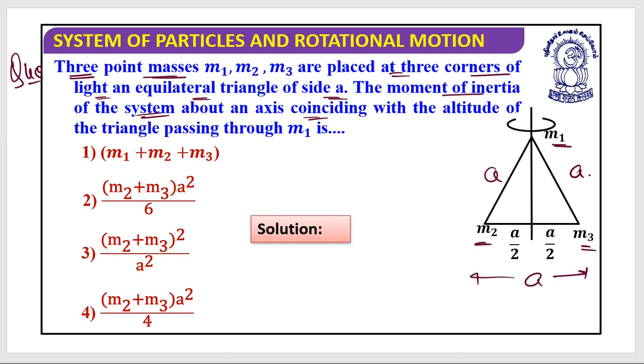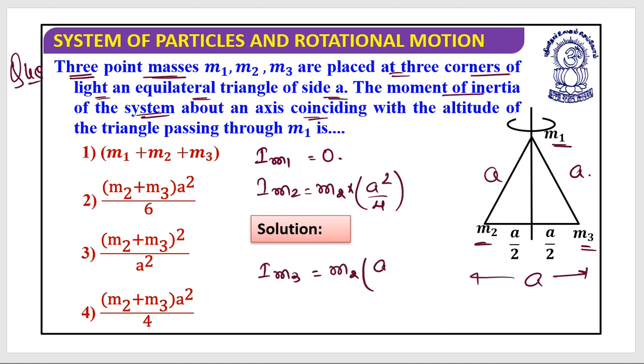then the moment of inertia due to m1 is 0. The moment of inertia due to m2 equals m2 into a by 2 whole square, which is a square by 4. The moment of inertia due to m3 is m3 into a square by 4. When I make an I total, it would look like this. I hope this is clear.